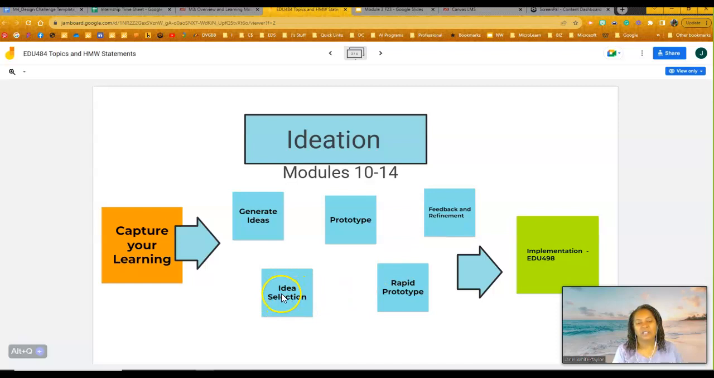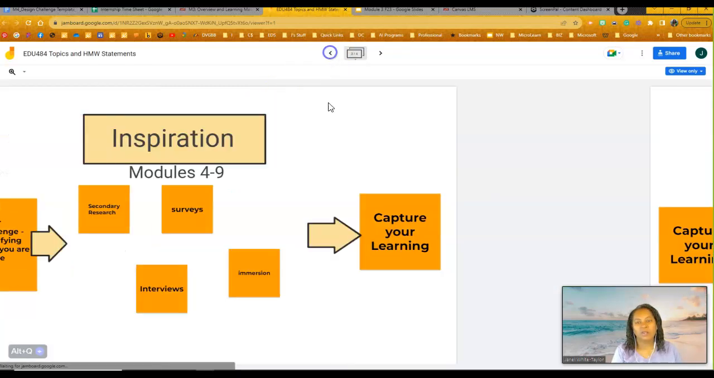Then you're going to select an idea, and then we go into the rapid prototype. At the end of this is going to be Module 14, and then we're going to get ready for 498, where you're actually implementing your solution. So don't think right now that, I need a solution and I need to get ready to implement it. No, you have all semester to really think about these two areas.